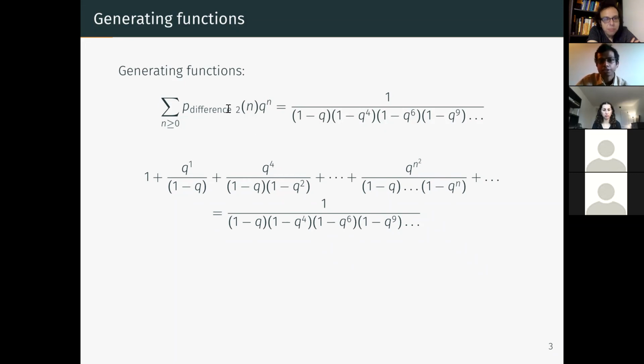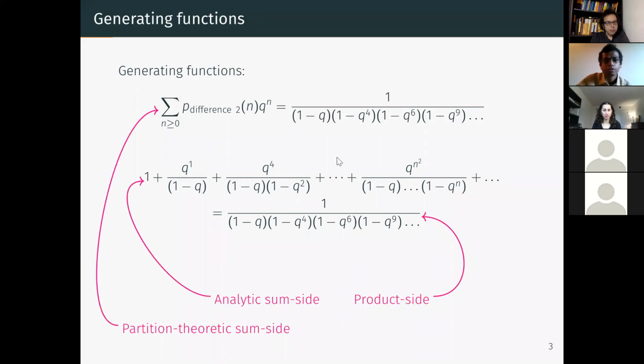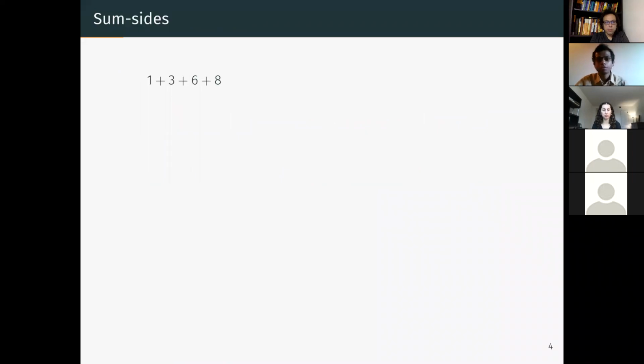So it's a bit of an exercise to go from the partition theoretic sum side to the sum side that I've written here, but it's a nice exercise. We'll do it. And there is a terminology for these. If I express it in terms of partitions, I'll call it the partition theoretic sum side. The middle one is typically called the analytic sum side, and the right-hand side is always called the product. All right, so let me just give a brief overview of how you go between the partition and the analytic sum side. But really, this talk is about that analytic sum side.